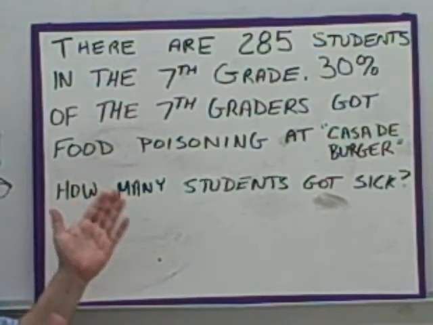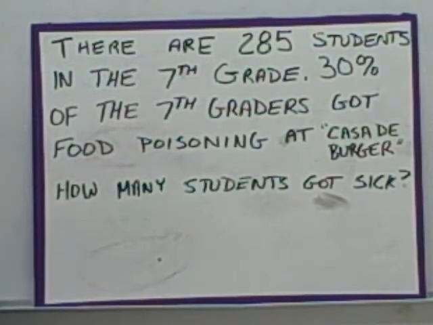Here's another word problem, a little bit lengthier. There are 285 students in the 7th grade. 30% of the 7th graders got food poisoning at Casa de Burger. How many students got sick? All right, this one's not so easy with the is over of. So maybe we need to look at that other one.